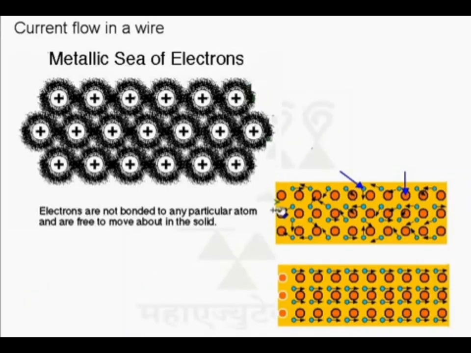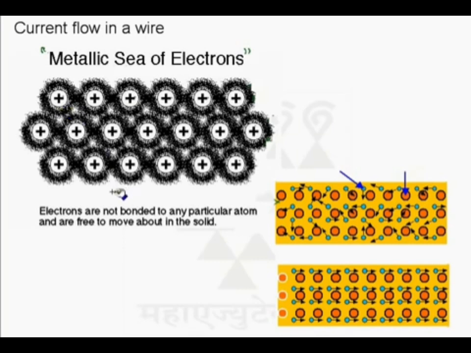Current flow in a wire. The structure of metal is such that the positively charged metal ions are situated in the metallic sea of electrons. So the structure of a metal is something like this. It's a sea of electrons which are free to move anywhere, and in this sea of electrons, these positively charged metal ions are situated like islands.